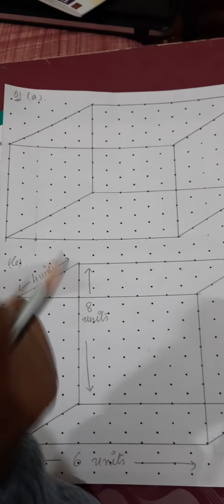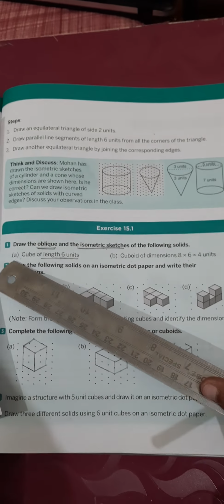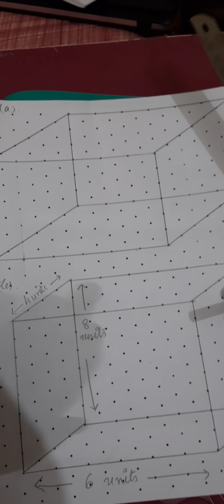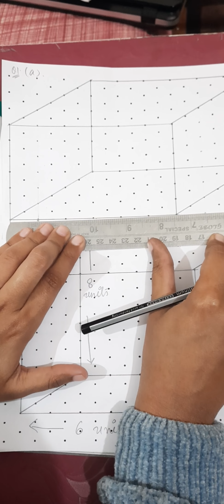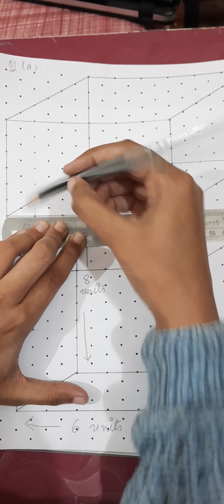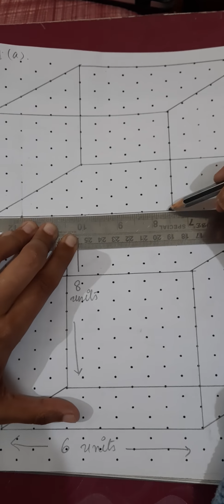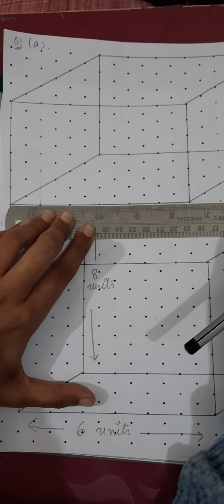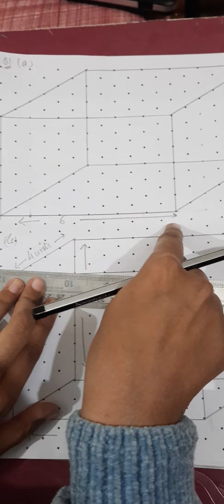Now let's do this first part. The first part is again the same thing. The cube you have to make is of length 6 units. For this 6 units, you are going to make the line by joining the dots. How you are going to make it? 1, 2, 3, 4, 5, 6. So I have joined here and 6 lines have been formed. So this complete is 6 units by joining the dots.